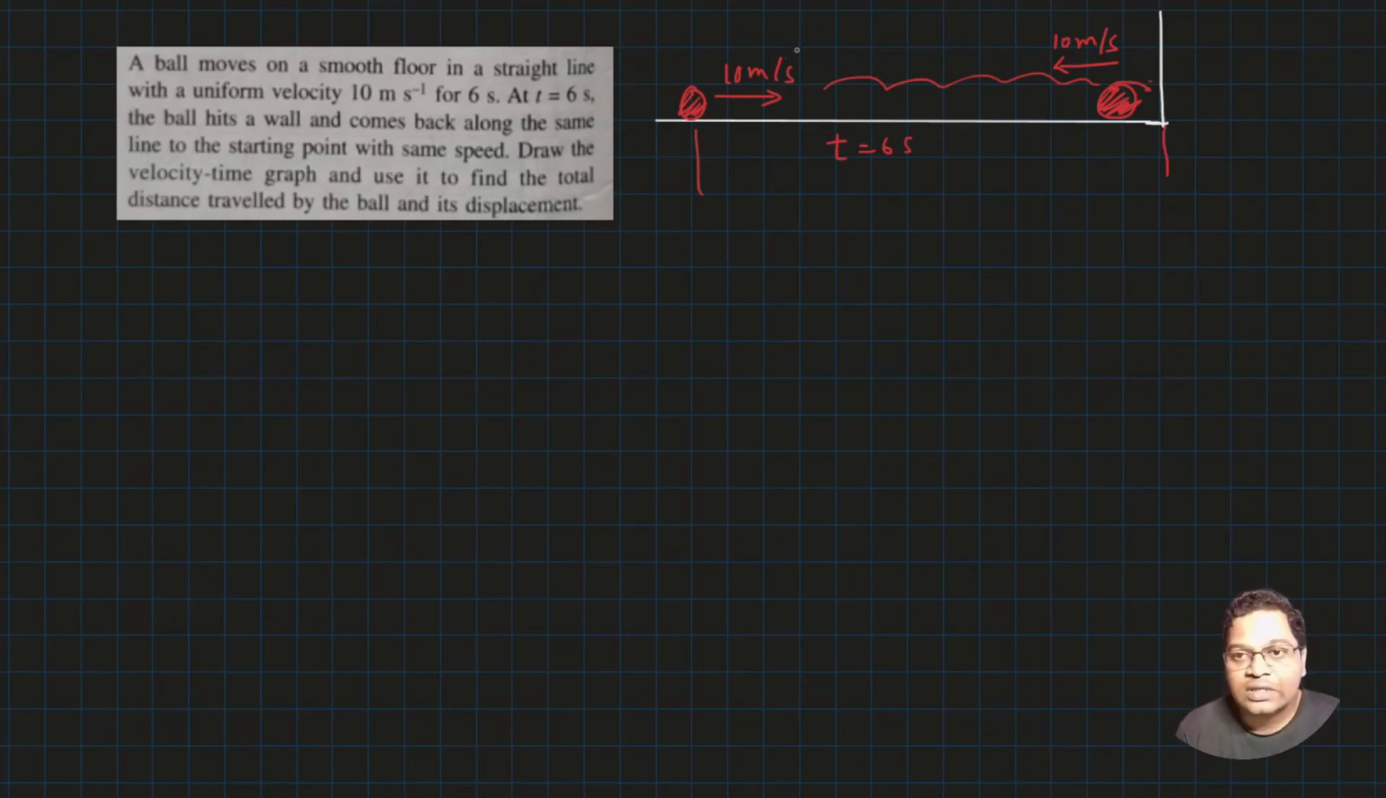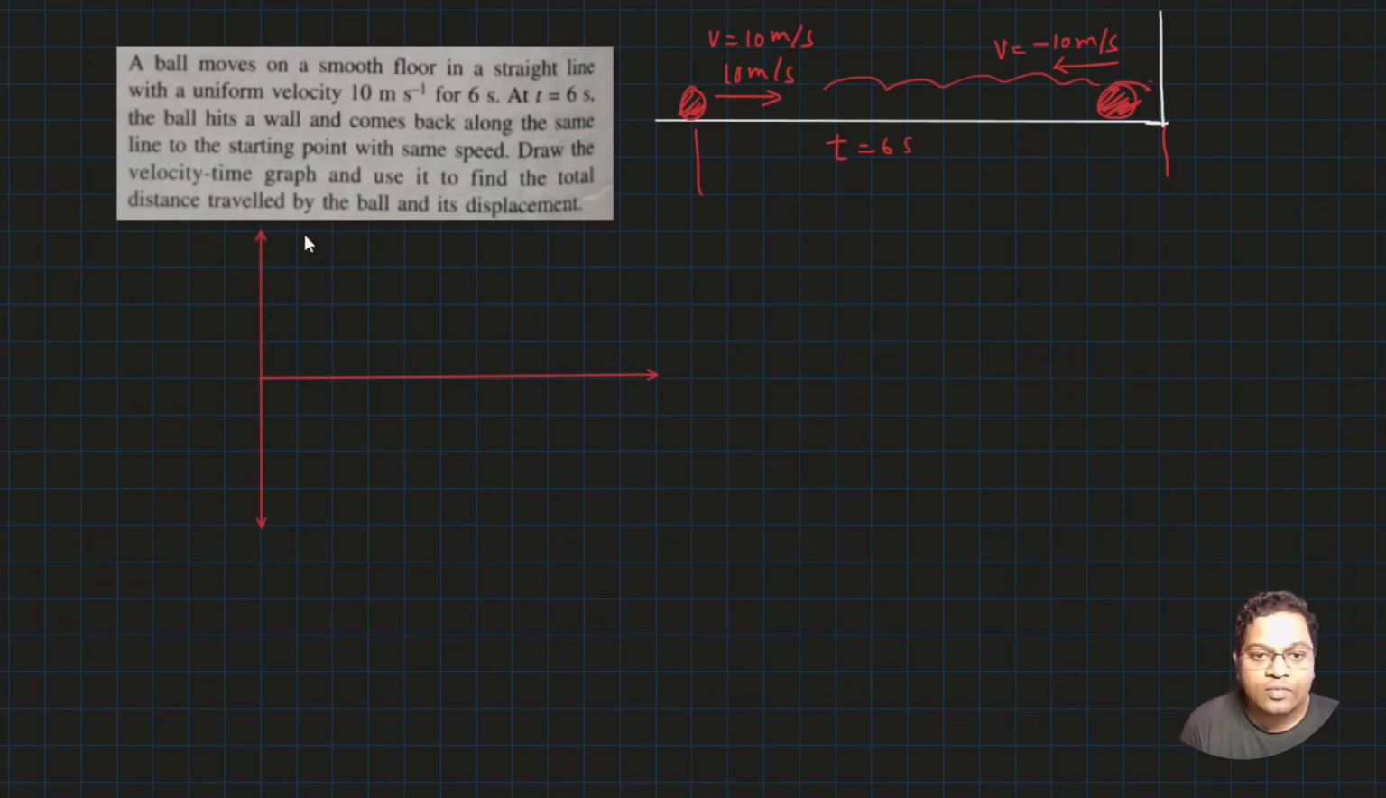So if you notice the difference, this velocity is directed from left to right, and that velocity is directed from right to left. So if I say that this velocity is 10 meter per second, then I will have to say this velocity as negative 10 meter per second because the direction is opposite. So what does this graph look like? Or how does this graph, if we plot this graph, how will it look?